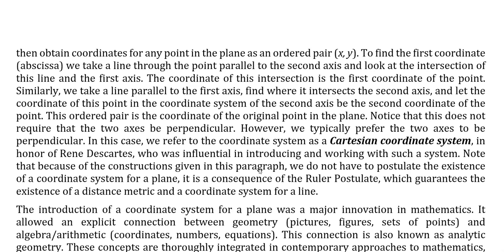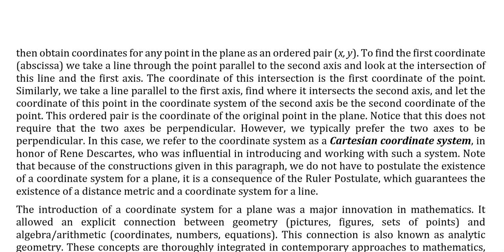Notice that this does not require that the two axes be perpendicular. However, we typically prefer the two axes to be perpendicular. In this case, we refer to the coordinate system as a Cartesian coordinate system in honor of René Descartes, who was influential in introducing and working with such a system. Note that because of the constructions given in this paragraph, we do not have to postulate the existence of a coordinate system for a plane. It's a consequence of the ruler postulate, which guarantees the existence of a distance metric and a coordinate system for a line.